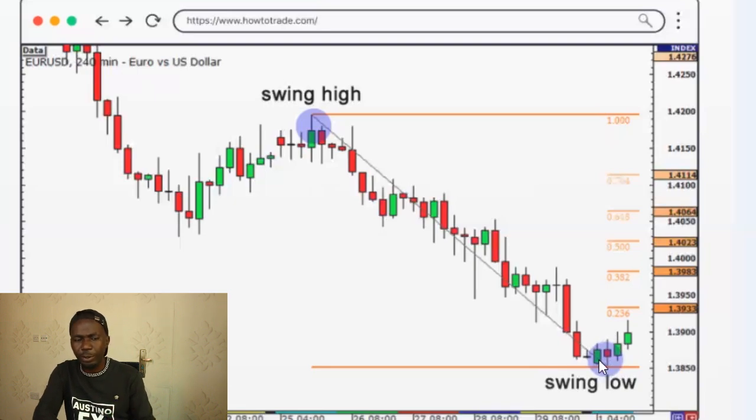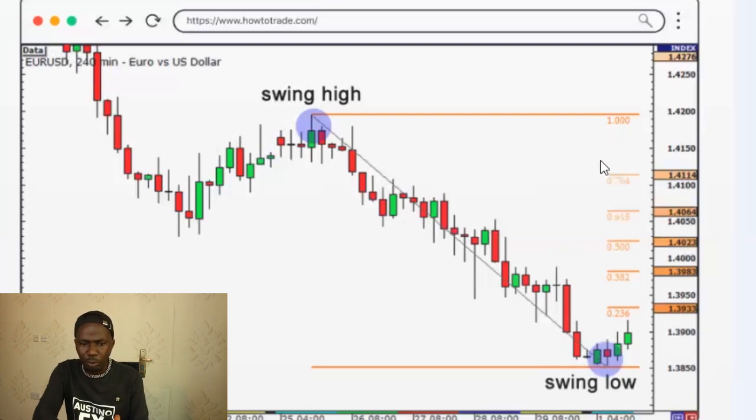So what you are going to do is to look at the previous high, the most recent high, which is this. So now that you have seen the most recent high, what you are going to do is to plot out the Fibonacci retracement tool and connect it from this high down to this low, and then extend it to the right.